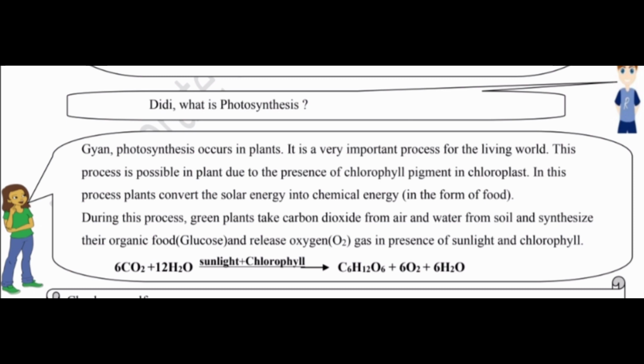During this process, green plants take carbon dioxide from air and water from soil and synthesize their organic food, glucose, and release oxygen gas in presence of sunlight and chlorophyll. 6 CO2 plus 12 H2O, sunlight plus chlorophyll is equal to C6H12O6, that is glucose, plus 6O2 plus 6H2O.